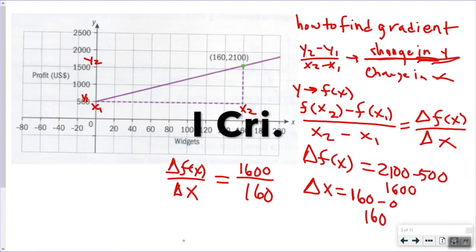If you simplify, you can get 16 over... No. You get 10.